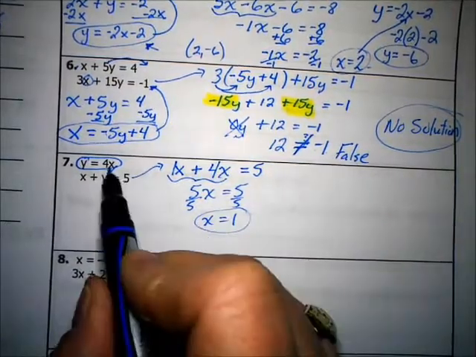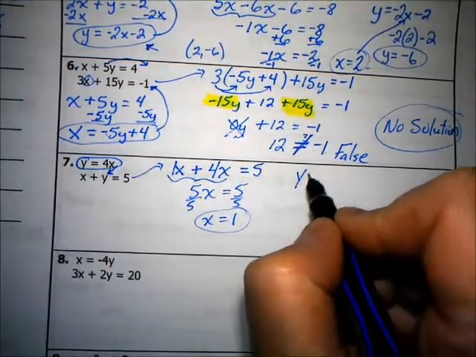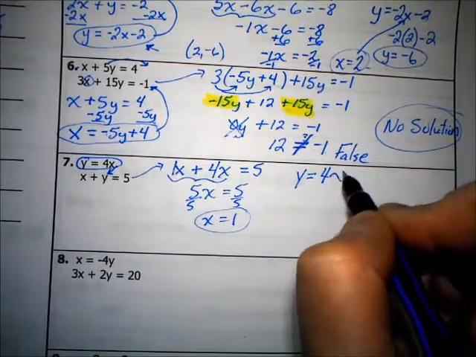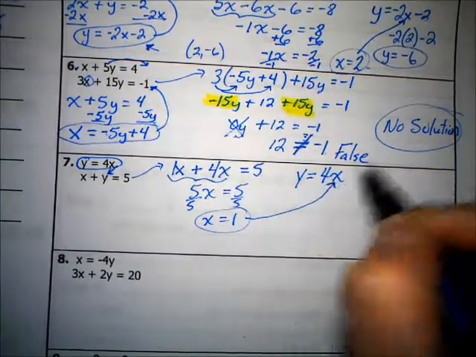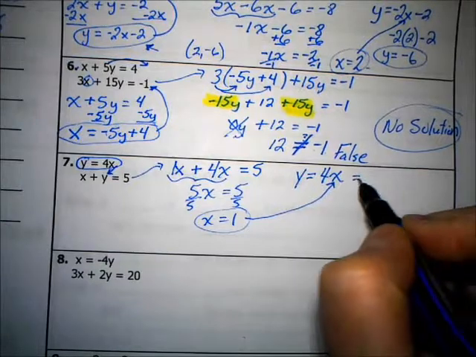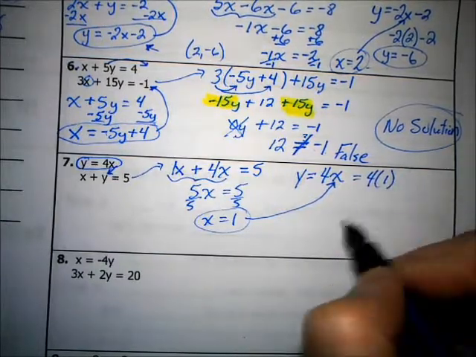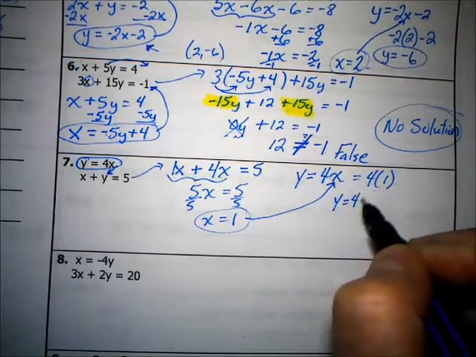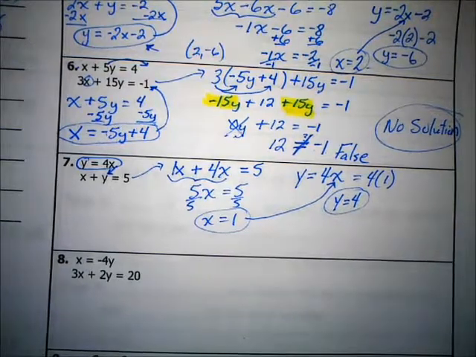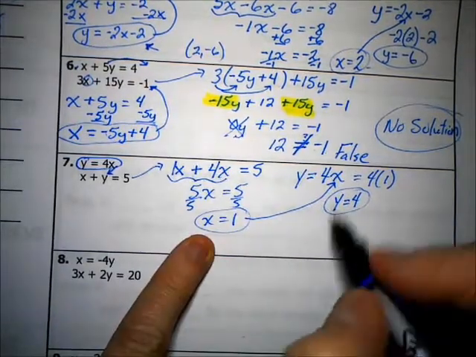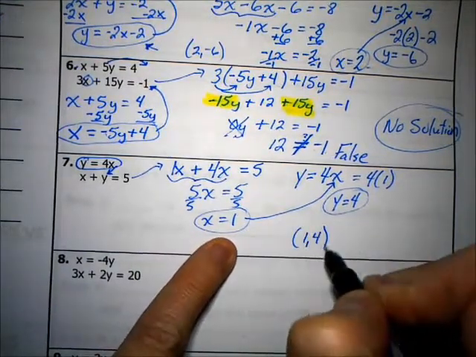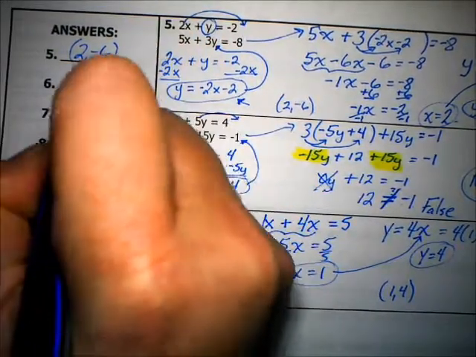I'm going to take it and plug it back into my first equation. That was y equals 4x. The x is going to be replaced with a 1, so that means this is 4 times 1. That means y is equal to 4. So these are intersecting lines, and they intersect at 1, 4. Right there.